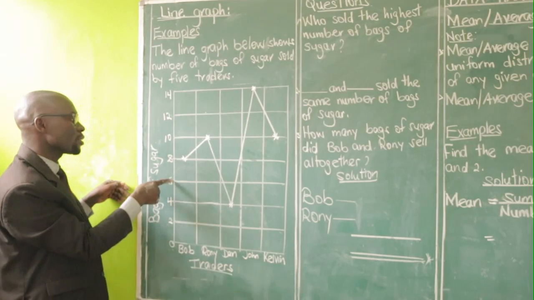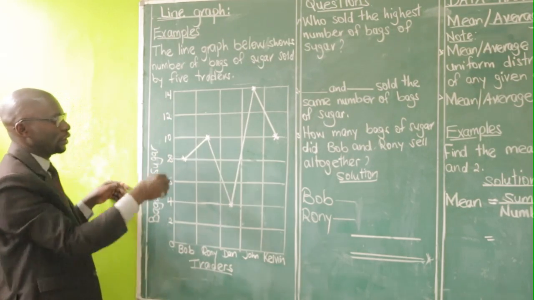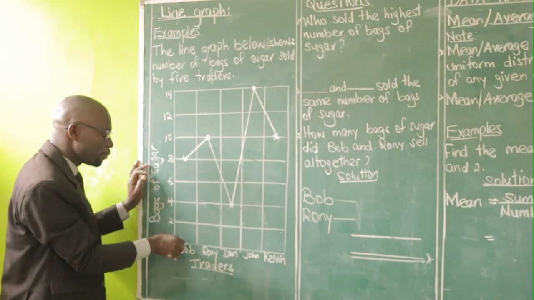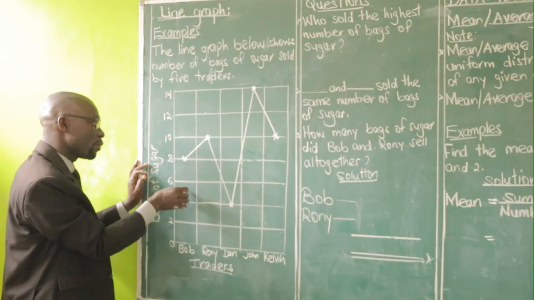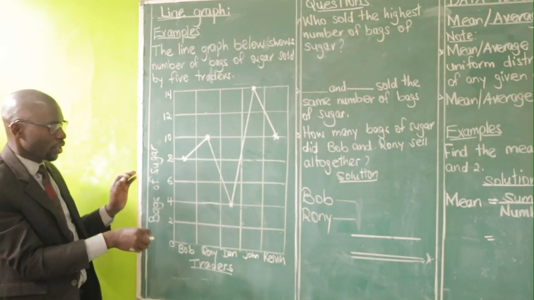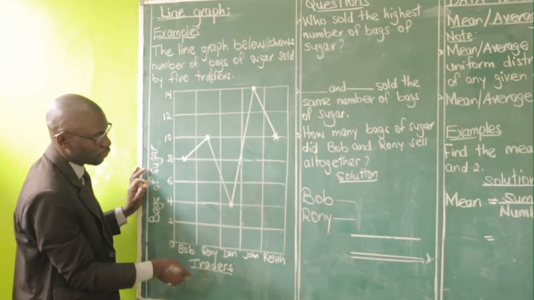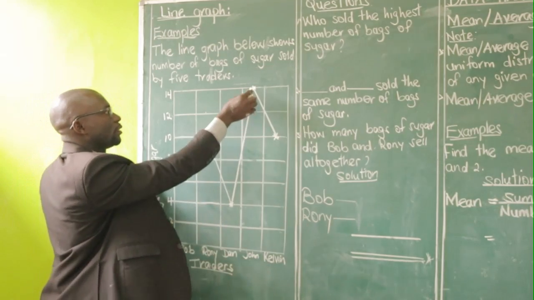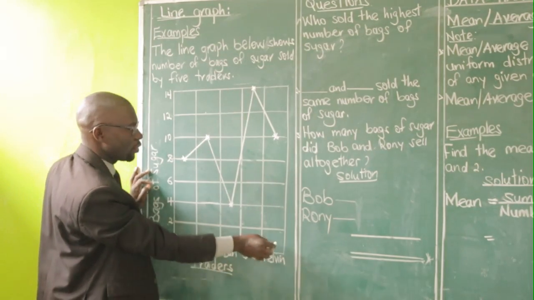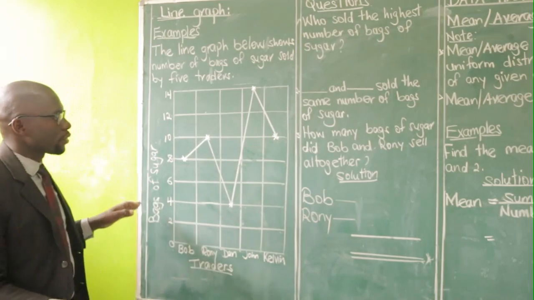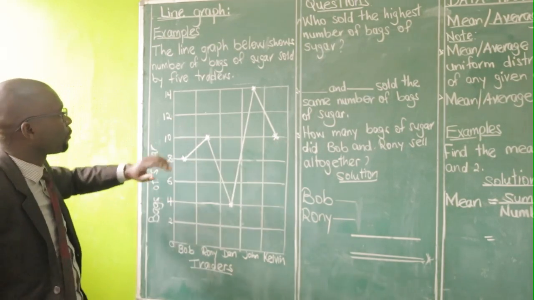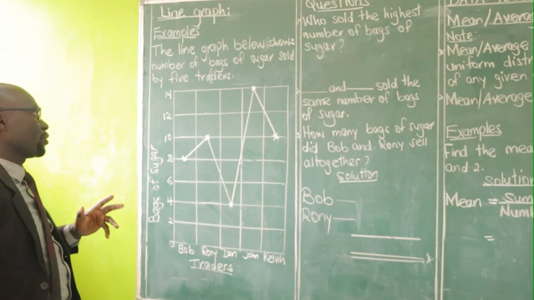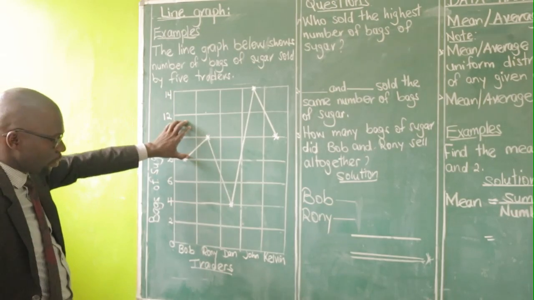2, 4, 6, 8, 10, 12, and 14. And now, wherever we find a star, for Bob, this one is showing us that Bob sold 8 bags of sugar, Ronnie sold 10 bags of sugar, Dan sold 4 bags of sugar, John sold 14 bags of sugar, and then Kelvin sold 10 bags of sugar. So now when you look at this graph, after interpreting it properly, go and read the questions. When you read the question, come back to the graph.